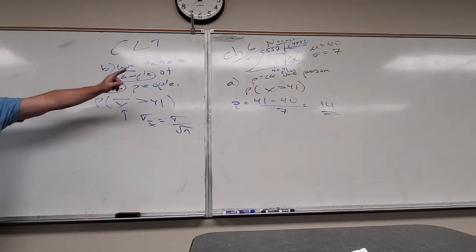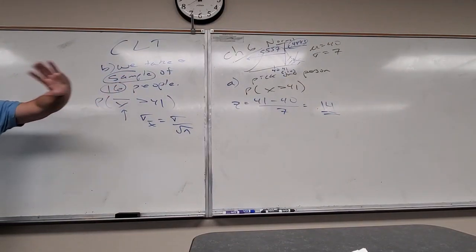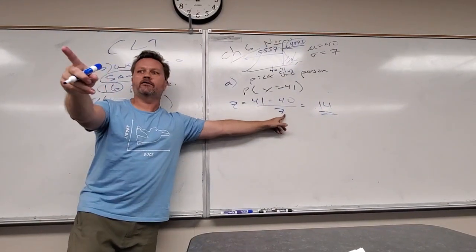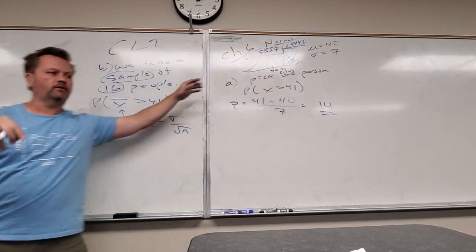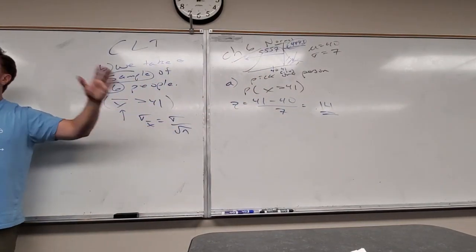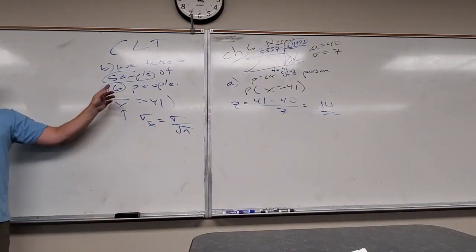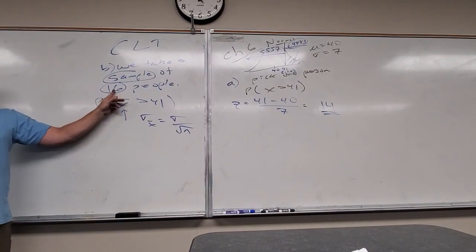So we're going to do all the same work we did over there. We're going to do all the exact same work, but instead of dividing by 7, because that's the spread for individuals, I'm going to divide by whatever this is, because that's the spread for groups of size 16. Why is it okay that this is less than 30? Didn't I make a big deal out of that?